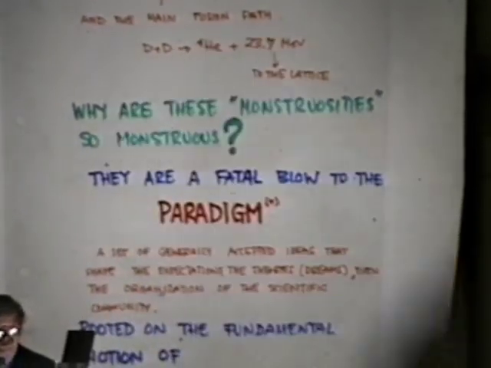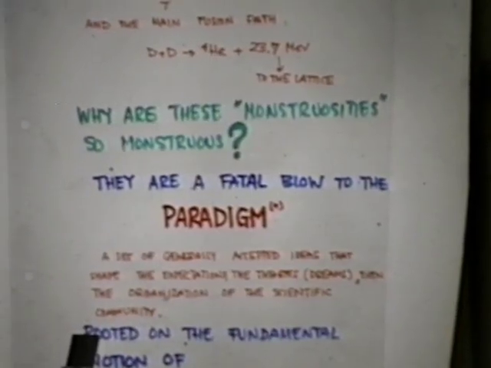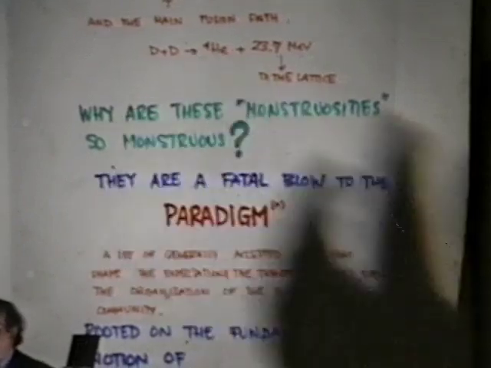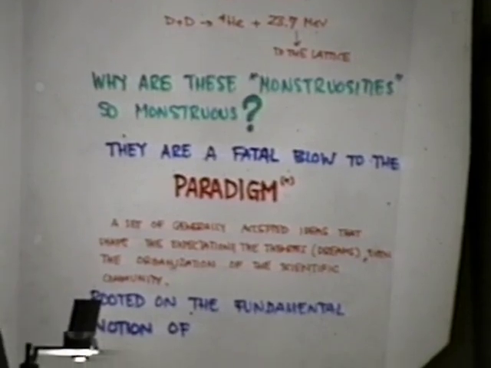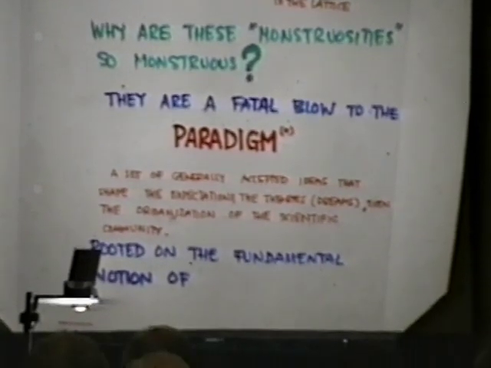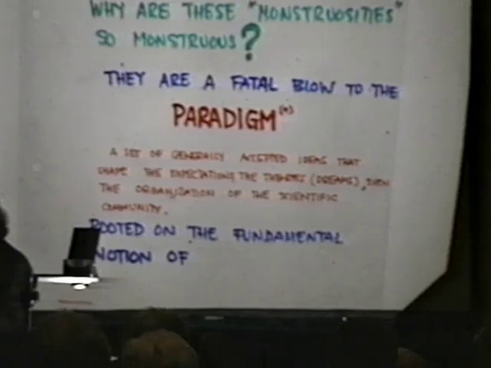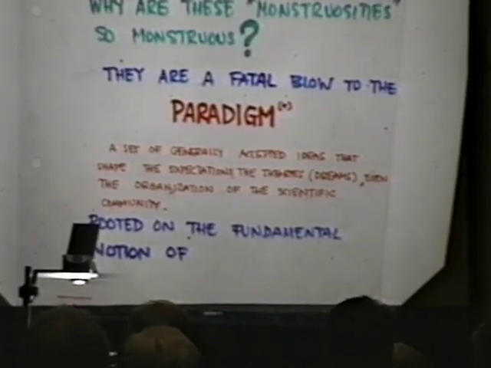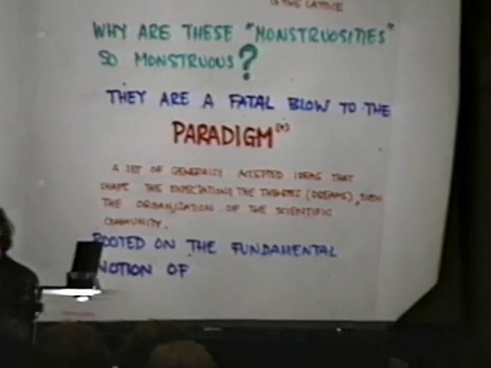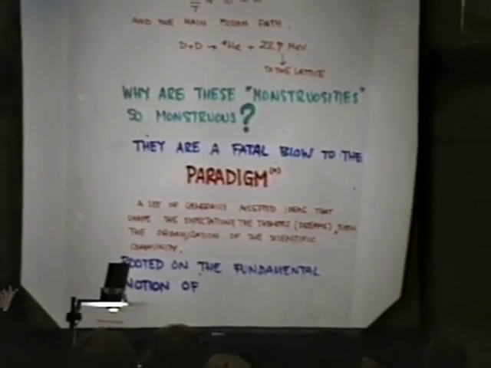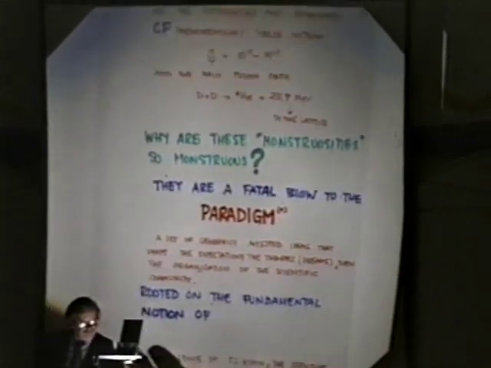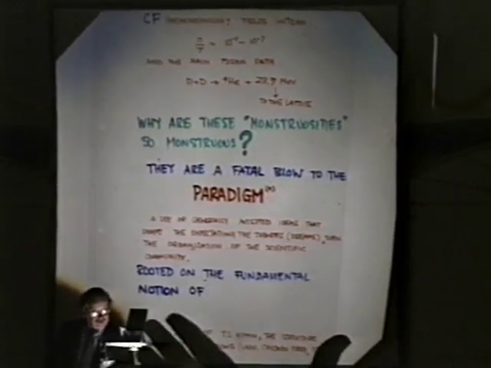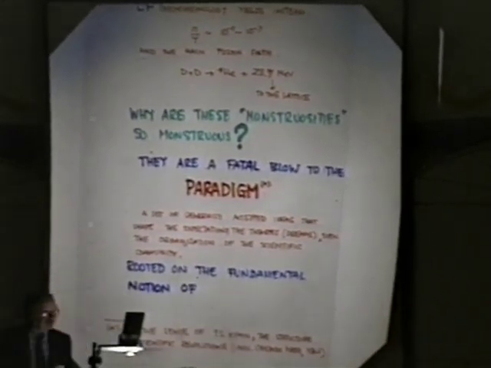And in fact, we know now that the main fusion path is through helium-4. Oh, by the way, I'm going to go through the Coulomb barrier, but not through the PdD barrier, in the sense that I'm not going to discuss any other aspect of cold fusion. I'm only taking the original Fleischmann-Pons system. So, why are these monstrosities so monstrous? Because they're a fatal blow, as I said, to the paradigm.